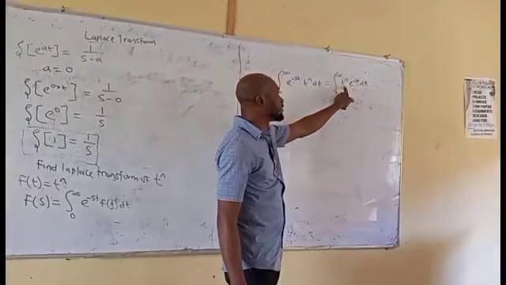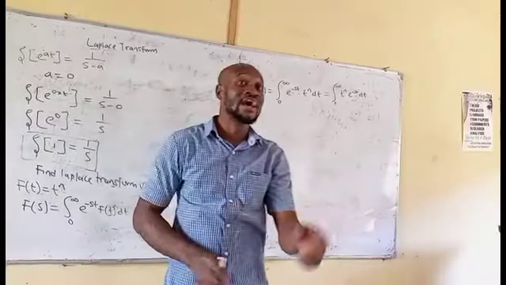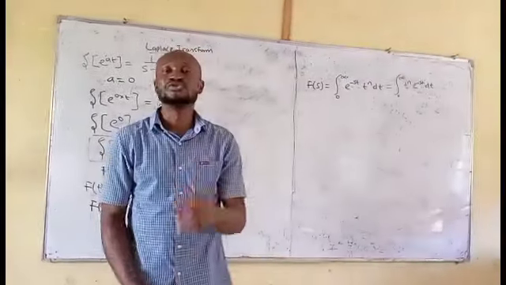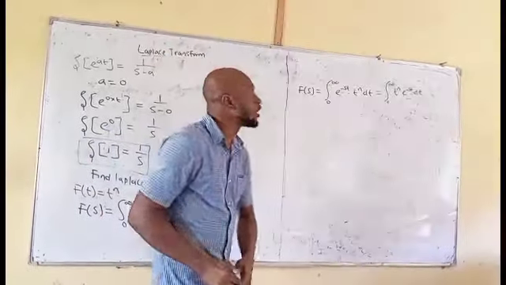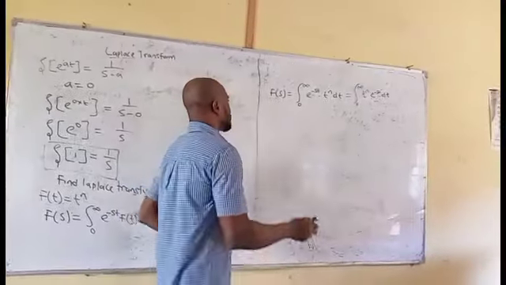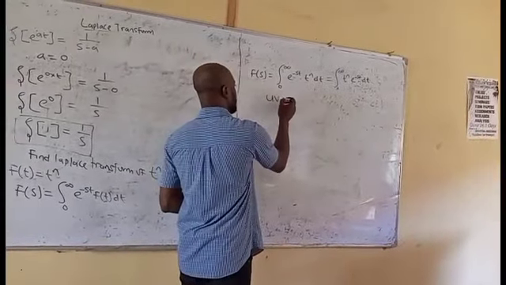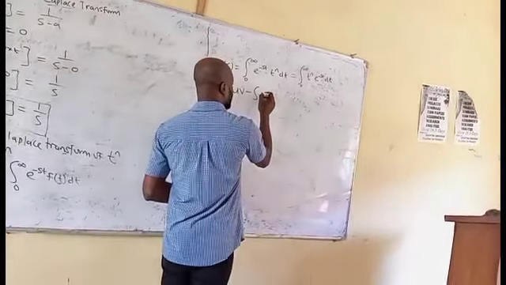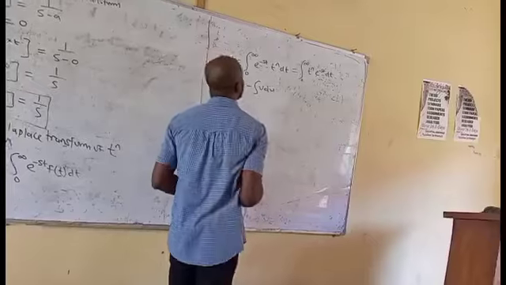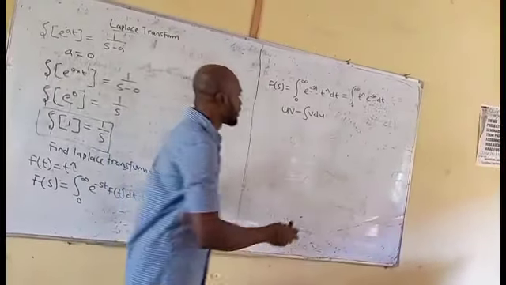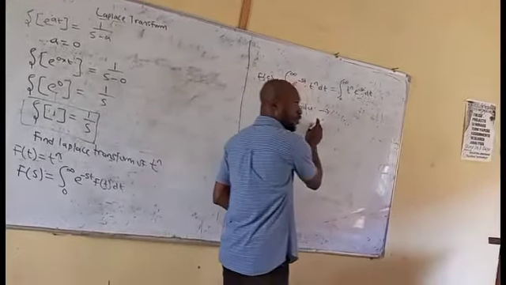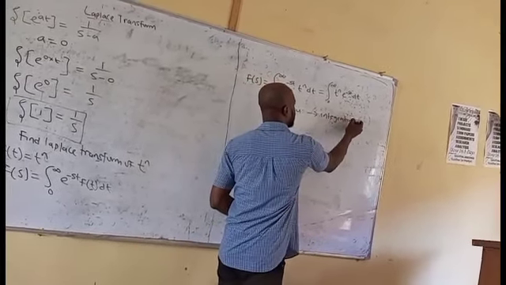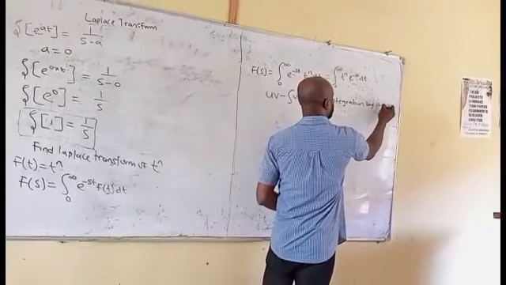If you are integrating a function multiplying another function, in order to solve it, you are going to apply what? Integration by parts. And now the formula for integration by parts will give you uv minus the integral of what? The integral of v du. So this is the formula. This formula is what we call integration by parts. This is integration by parts.